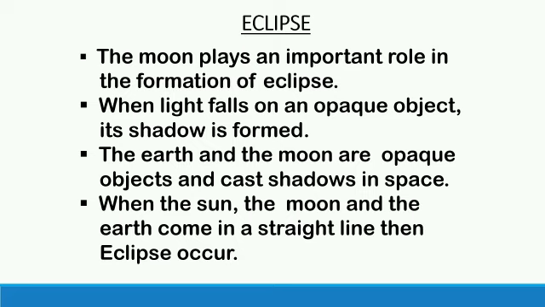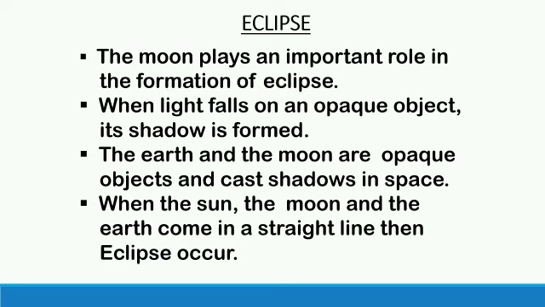In the same way, the moon and the earth cast their shadow in space when sunlight falls on them. So, the moon plays an important role in the formation of eclipse. When light falls on an opaque object, its shadow is formed. Now, we want to know what an opaque object is. An opaque object is one which will not allow the light to pass through it.